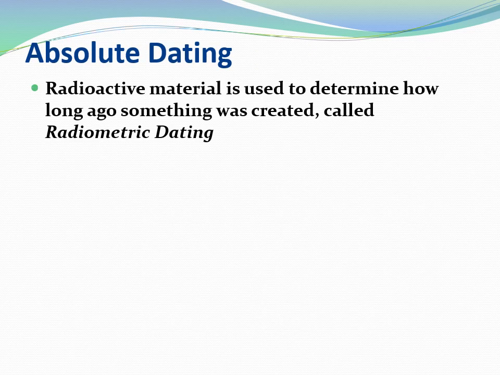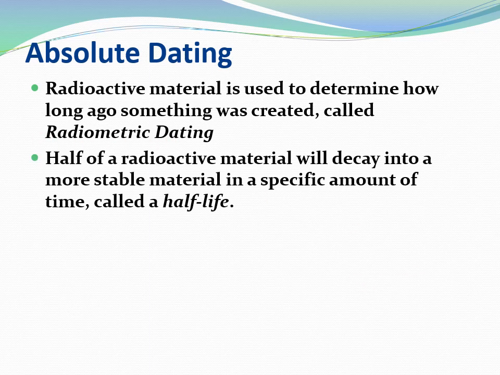The next type of dating is called absolute dating. Radioactive materials are found in rocks, and these radioactive materials have a specific amount of time at which they decay, or transfer from radioactive to more stable materials. The process of determining the age is referred to as radiometric dating. You may have heard of carbon-14.